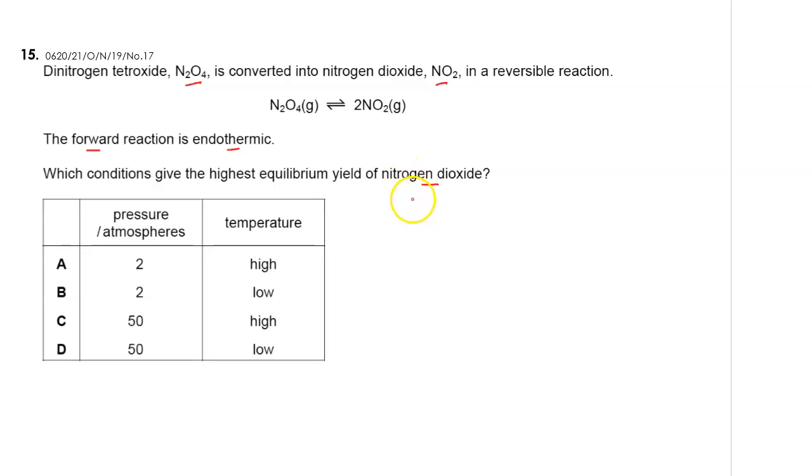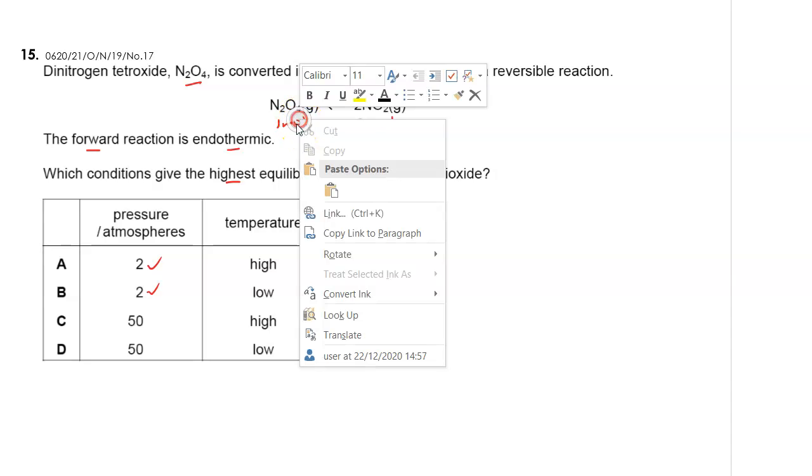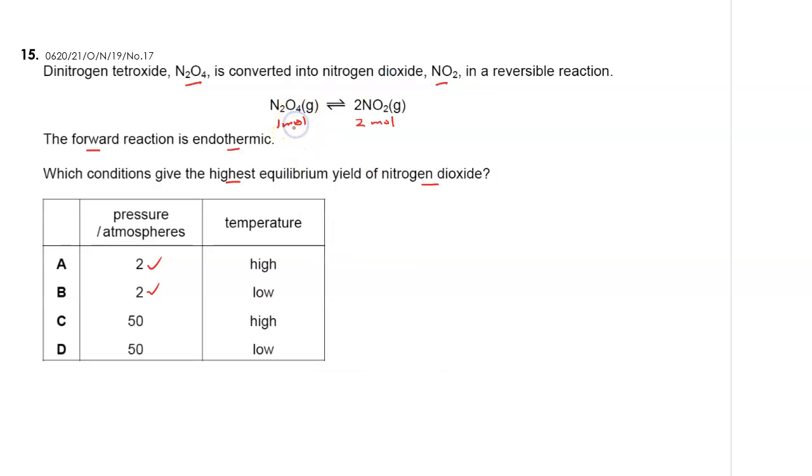Right? So when you look at the reaction, we have 1 mole on the reactant side, while we have 2 moles in the product side. So basically it means that for the highest yield of the product, the pressure should be low, because you're getting more molecules, more moles, in the product side as compared to the reactant side. Therefore, the forward side will be favored by low pressure.